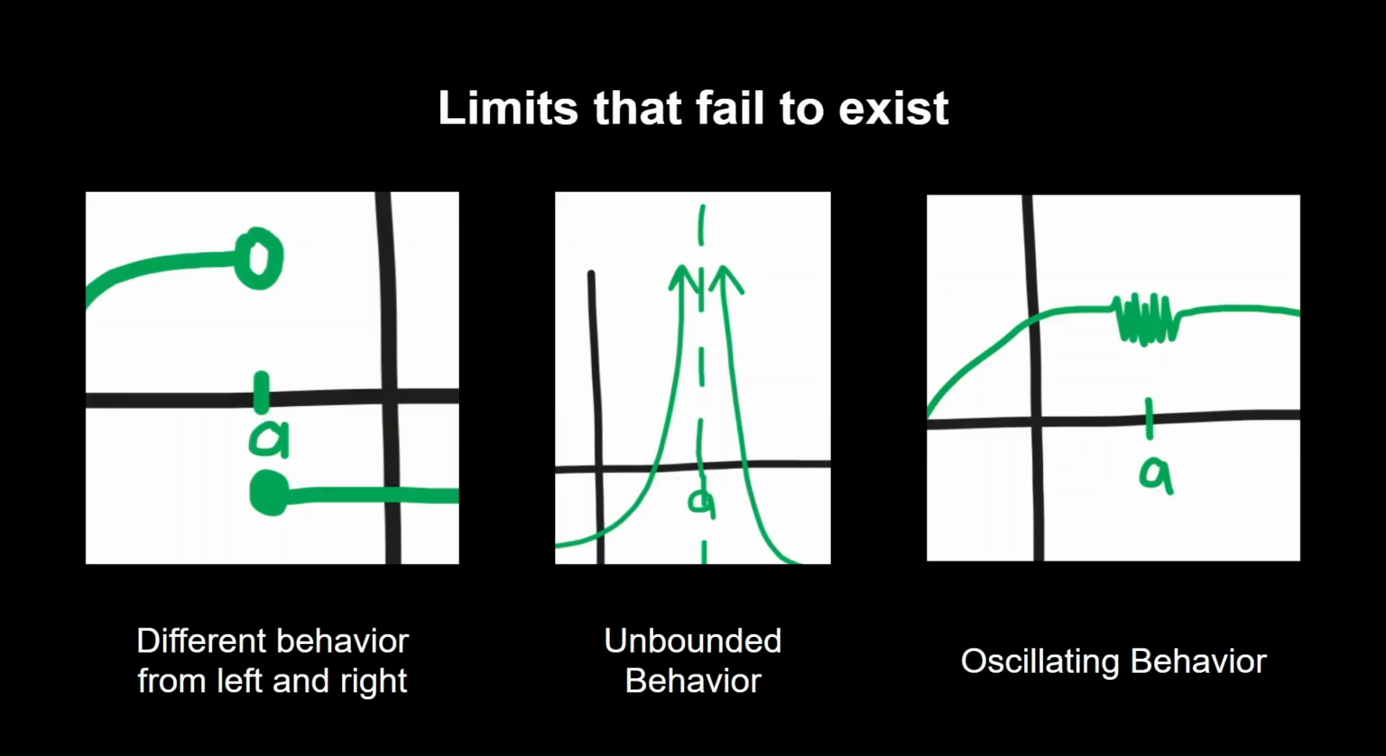And the last one is oscillating behavior. By that, I don't mean sine and cosine, because that one you can easily find limits. I mean like a function where it starts squiggling so much that you can't really pinpoint what the y value is. So that's the example right there that I have.